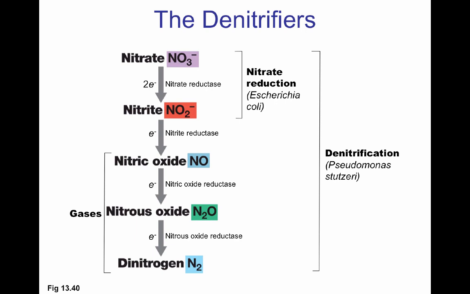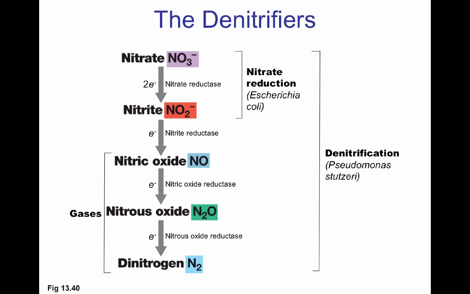We're going to start with nitrate, NO3 minus, and nitrate is going to be converted into nitrite by the enzyme nitrate reductase, passing down 2 electrons. For example, E. coli can catalyze that reaction. Nitrite can be released into the environment and can be picked up by another organism.